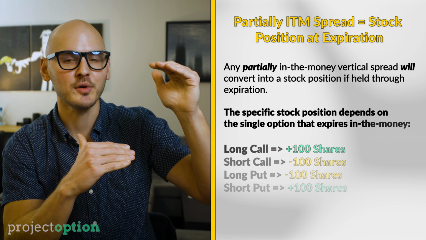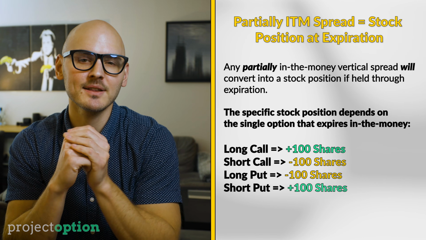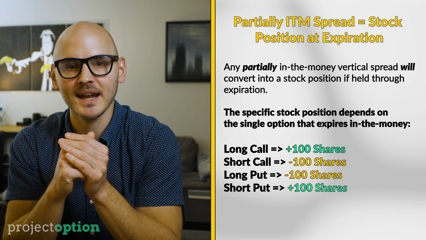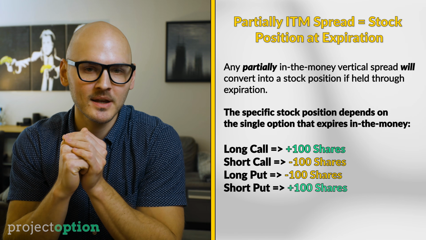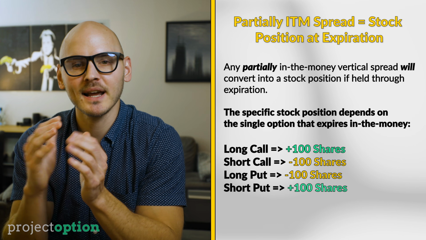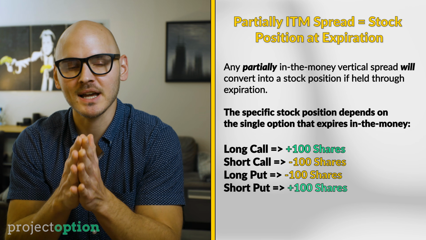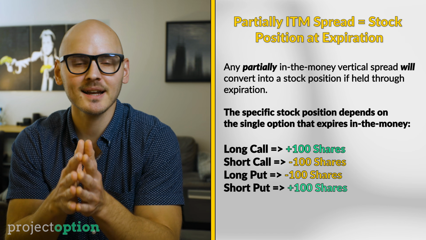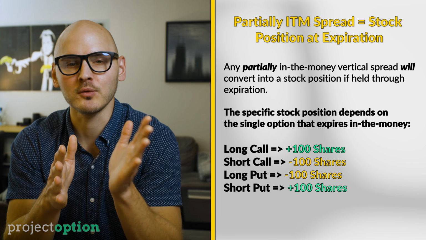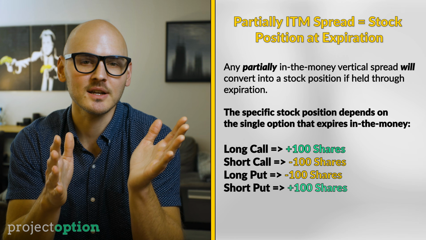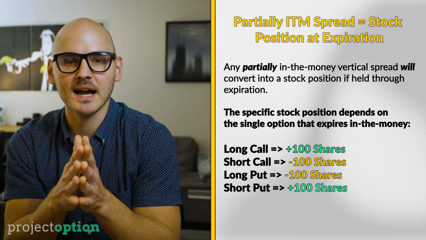Let's say I buy the 100 put and I short the 90 put, and the stock price is at $93 at expiration. Well, the 100 put is in the money and the 90 put is out of the money. So this means if I hold the position through expiration, the 100 put that I own will automatically be exercised, and I will therefore short 100 shares of stock at the put strike price of 100.